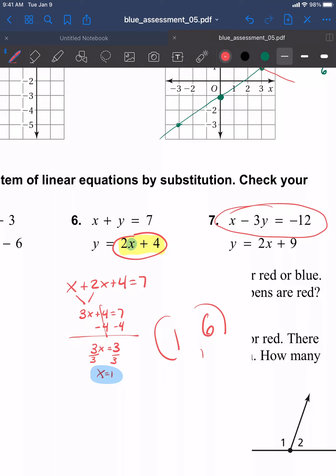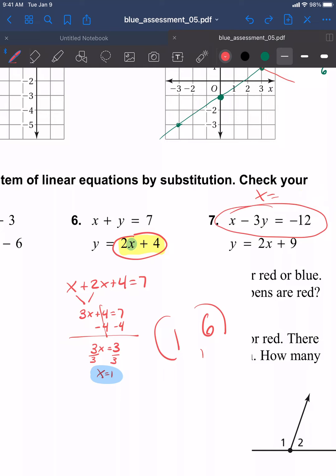Add the 3y over to the 12. Wouldn't you want the 3y? Yeah, you would move it over. And then you would have x equals negative 12 plus 3y. That would be great. And then you could plug in this for x down here. Definitely.